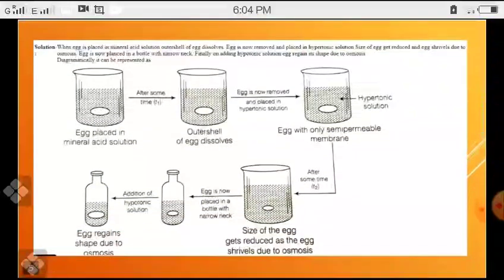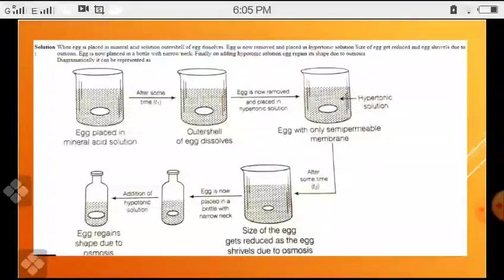Moving on to the next activity. When an egg is placed in the mineral acid solution, after some time, what happens? The shell actually gets dissolved. Then when you place it in hypertonic solution, where the solute content is more, what happens? After some time, you can see the size of the egg is reduced. Osmosis has taken place. The water molecules from the egg have moved out into the hypertonic solution.